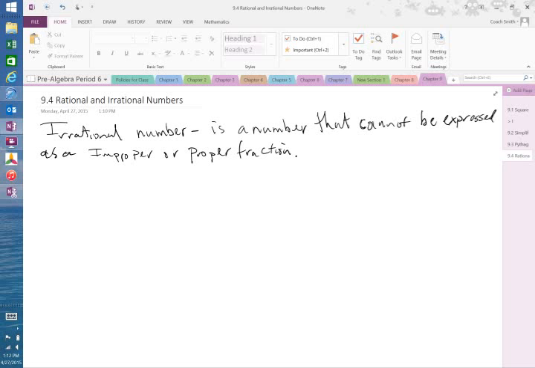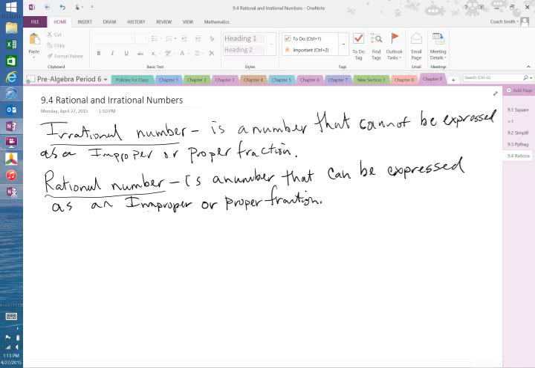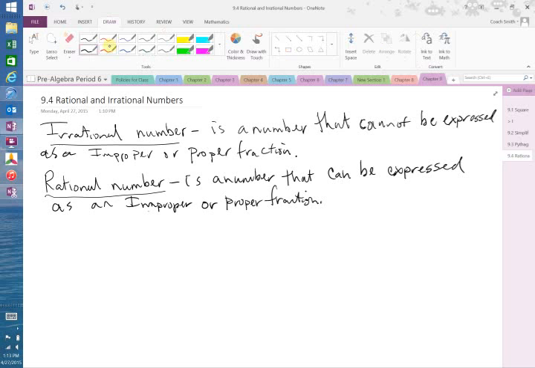Okay, basically a fraction. A rational number is a number that can be expressed as an improper or proper fraction. Okay. Now, irrational numbers.